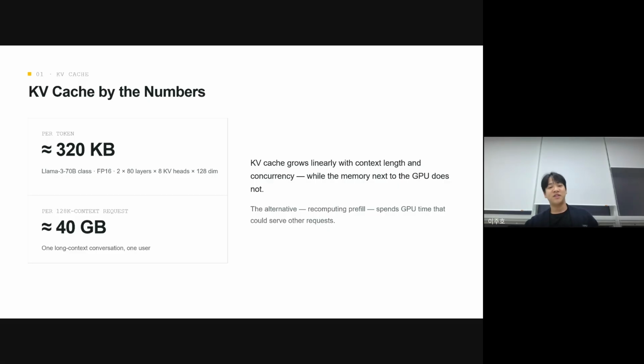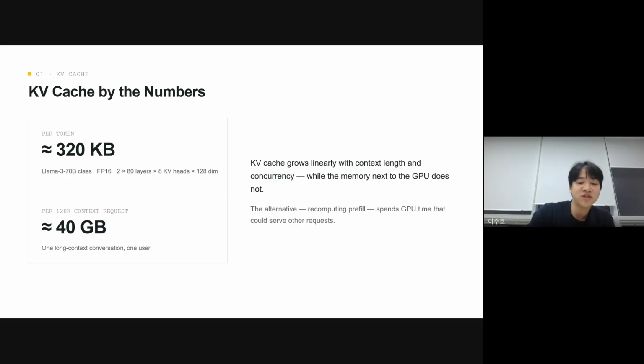Okay, let's start with some numbers. For the Llama 3 70B model, the KV cache is about 320 kilobytes per token. And it becomes about 40 gigabytes when the context length becomes 128K per request, for one conversation and one user. So the problem is very simple. KV cache grows with context length, but GPU memory does not.